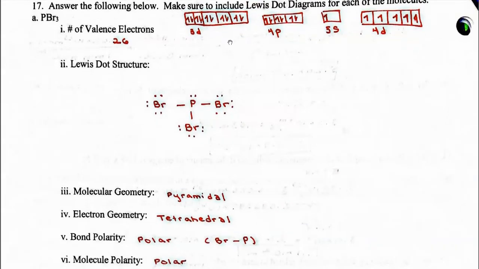All right. For PBr3, I got 26 valence electrons, so you got this shape.